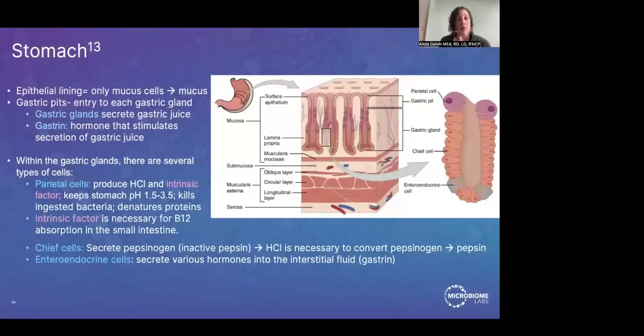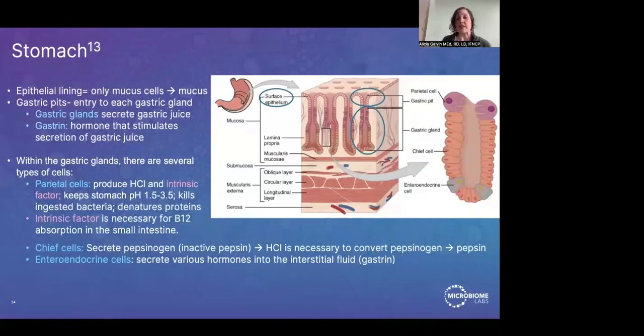So in the stomach, we have the epithelial lining, which is only mucus cells. Again, there's a lot of mucus in the stomach, which makes sense because it is very acidic, or it's supposed to be very acidic. And we then have these gastric pits, which are the entry to the gastric glands, which are secreting the gastric juice, or basically that HCl. And gastrin is the hormone that stimulates the secretion of that gastric juice.